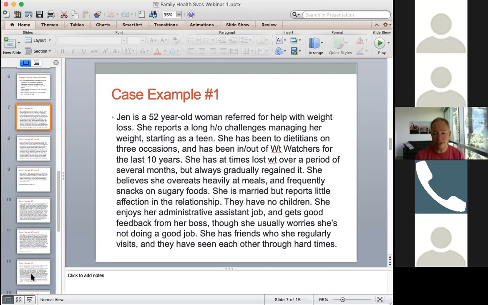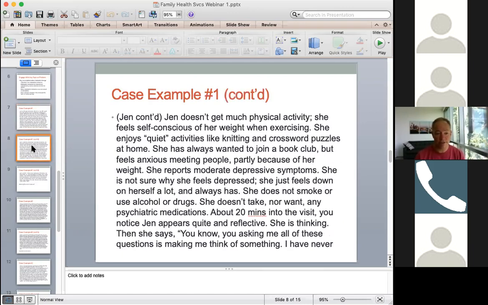She believes she overeats heavily at meals and frequently snacks on sugary foods. She's married, but reports affection in the relationship. They have no kids. She enjoys her administrative assistant job and gets good feedback from her boss, though she usually worries she's not doing a good job. She has friends who she regularly visits, and they've seen each other through hard times.